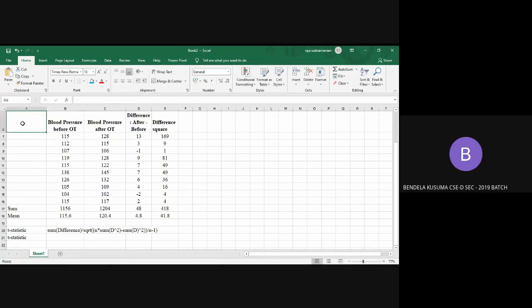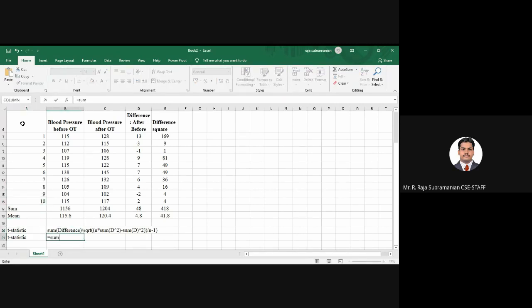I can put 10 samples: 1, 2, 3, 4, 5, 6, 7, 8, 9, 10. There are 10 samples, so I can use that. The sum is equal to this particular thing: 48 divided by the square root of, I'm having 10 samples, so I keep 10 here.